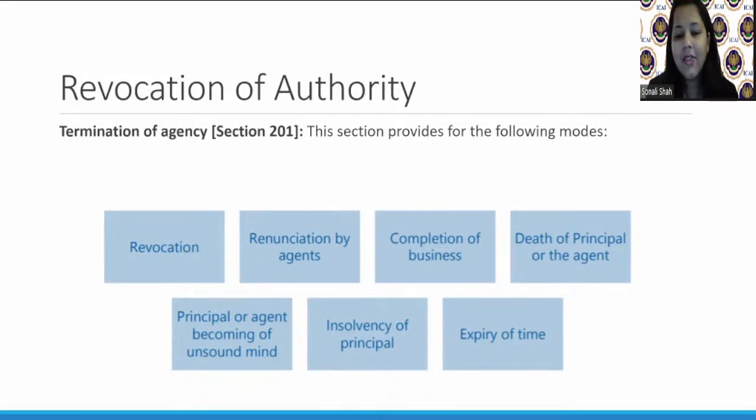Once we are done with the revocation of authority, we will begin with the next topic, or the next chapter for today, which is the General Clauses Act. Is that fine with all of you?